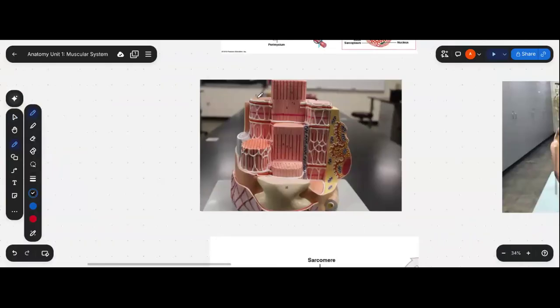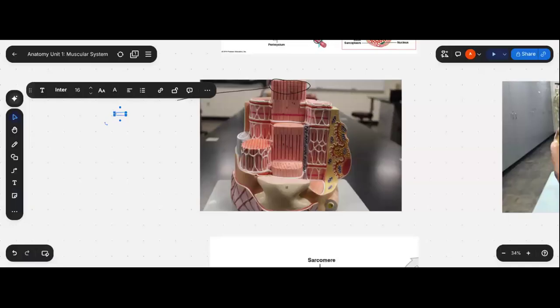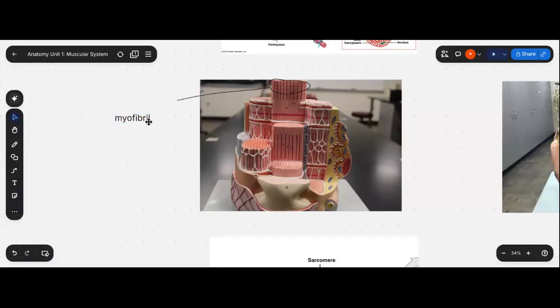Each one of these little circles within this projection over here, that is a myofibril. So again, myofibril right over here. Now, within the myofibril, you have a couple structures.